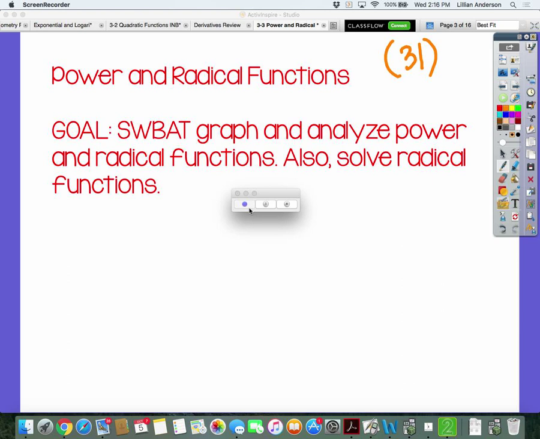So that's why you guys have the graphs there. You'll glue them into your notes. Everything else, though, is going to be handwritten. Okay? Everything else is going to be handwritten.